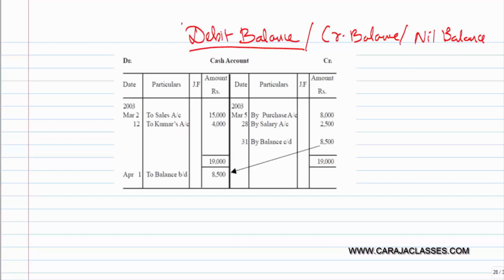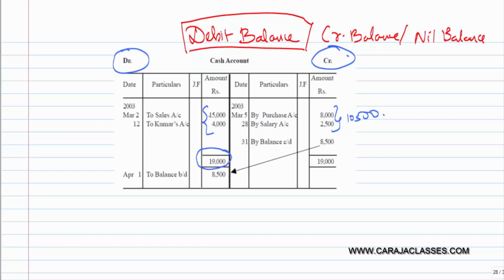So what is this debit balance? That we have to understand. What is this debit balance? When you have more items on the debit, look at this cash account, you have debit side and credit side. When you have more total on the debit side, here you have two entries, 15,000 and 4,000, that is 19,000. Whereas on the credit side you have only two entries. On debit also you have only two, on credit you have two, but the total makes up only to 10,500, whereas here the total is 19,000. So on the debit side your total is high, whereas on the credit side your total is less.